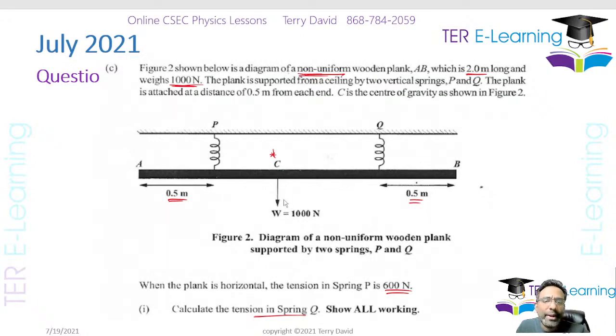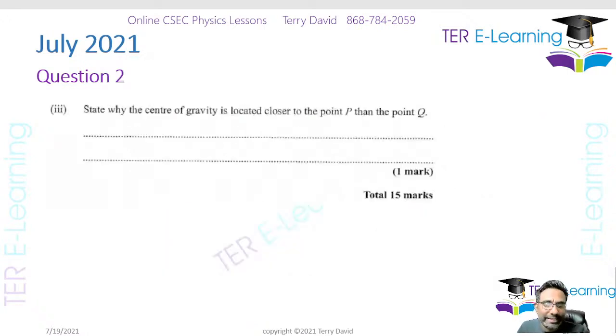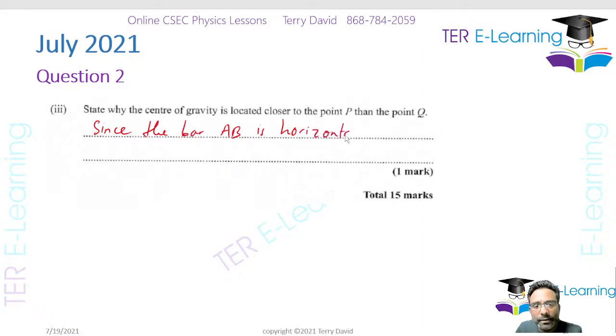All right, so the only way that I will probably answer this part of this question here, explain why. Now, I don't understand the intention, right? Sometimes you just need to get into the examiner's mind in terms of what they're looking for here, right? So they ask us why is the center of gravity closer to the point P than Q, right? Now, remember they told you that the bar AB is horizontal, right? So since the bar AB is horizontal, right?